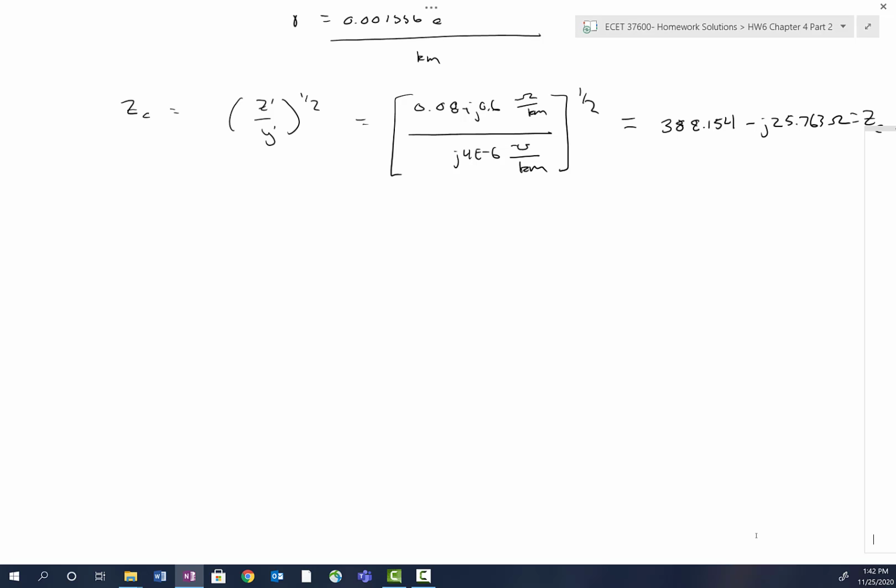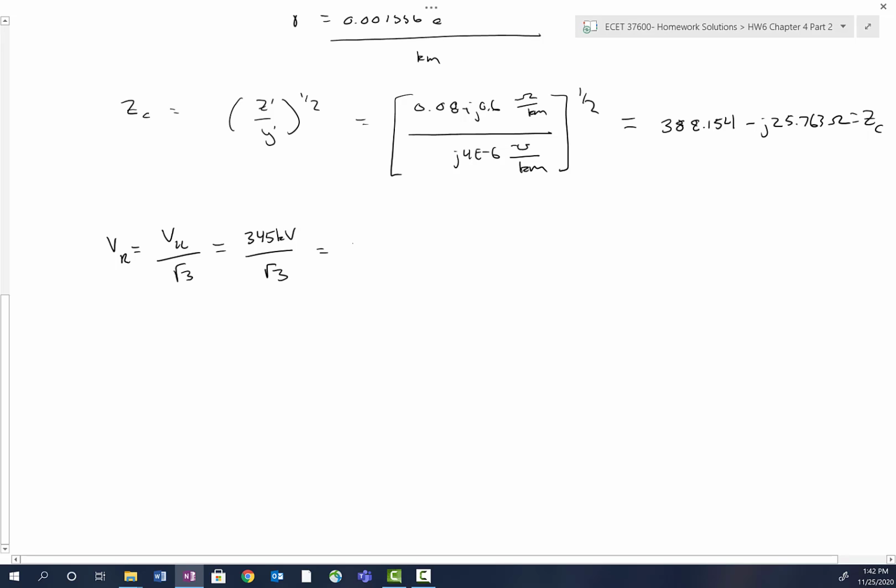Next, we just need to solve for the receiving end current and voltage, so that we can plug that into the formulas. The receiving end voltage was stated to us, but it was on a line-to-line basis. For these calculations, we need it on a line-to-neutral basis, so we just take that magnitude and divide it by the square root of 3 to go from line to line to line to neutral. So that's 345 kV over the square root of 3 equals 199.2 kV.